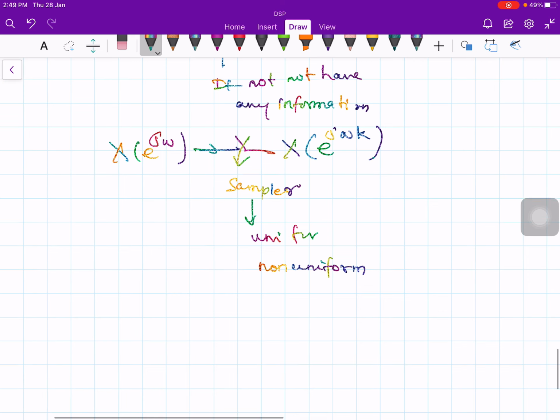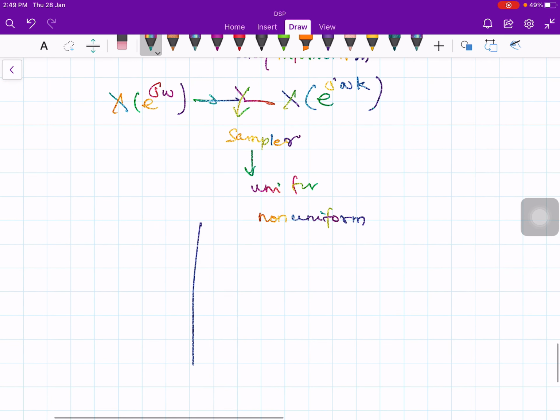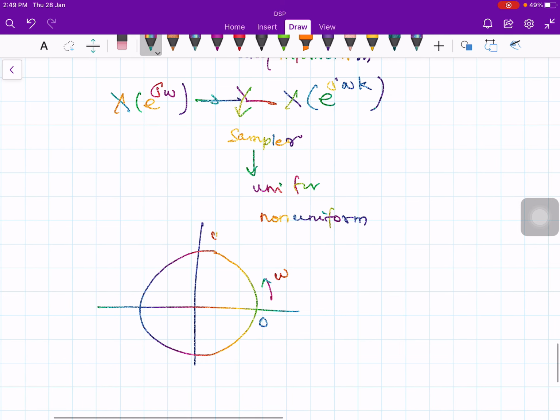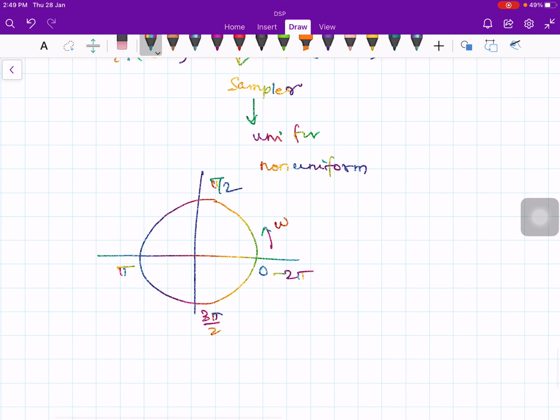okay, to understand this, let us construct a circle like this. Omega goes in the anti-clockwise direction, omega increases in the anti-clockwise direction. So it goes from 0 to pi by 2 to pi to 3 pi by 2 to again 0, that is 2 pi. So why do we consider omega between 0 and 2 pi?